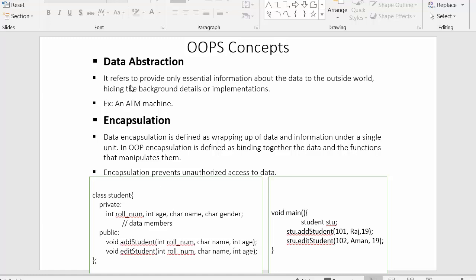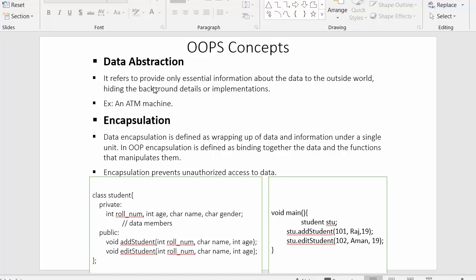Today I will discuss two of the important concepts of object-oriented programming: data abstraction and encapsulation. Both of these concepts are almost similar, with a little bit of variation. Let us see both of these concepts one by one. Let us start with data abstraction.